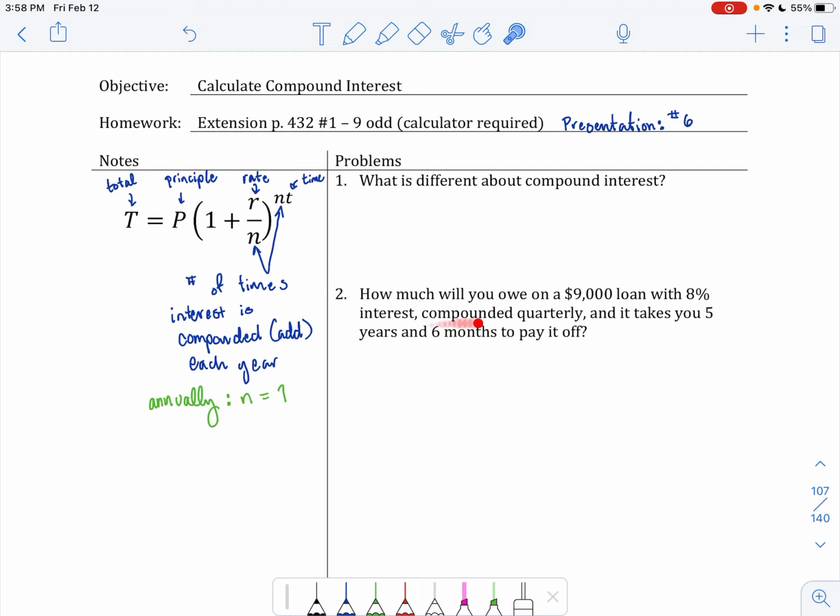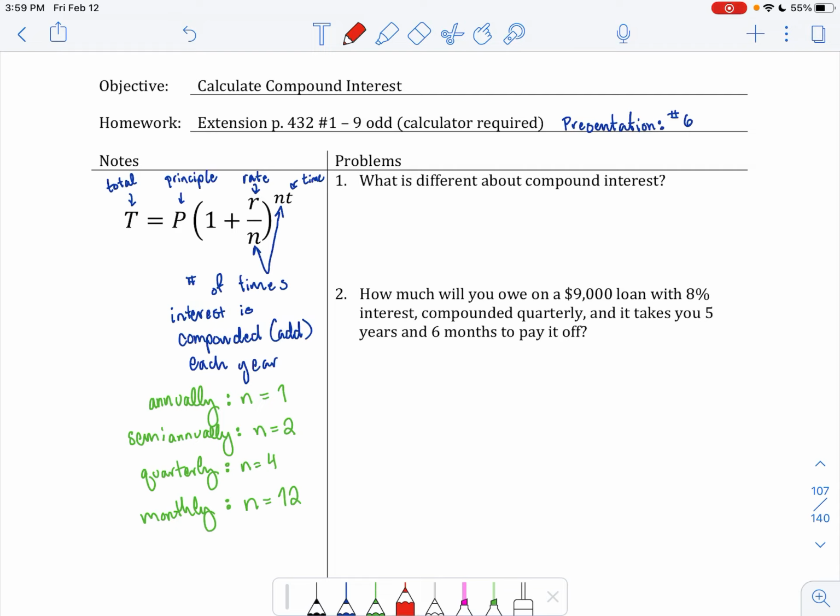If you look at this problem here, this is compounded quarterly. So you'll always see this phrase like compounded how often. If it's annually, that means n equals 1. Another common one is semi-annually. That's twice a year, so n would equal 2. Quarterly, as it says here, means that n is equal to 4. You might also see monthly. Now you think, how many months are there in a year? That means that each time out of every 12 months, the interest is added.